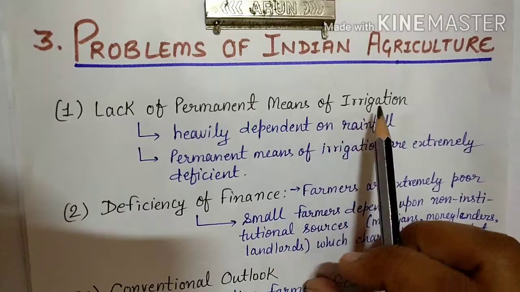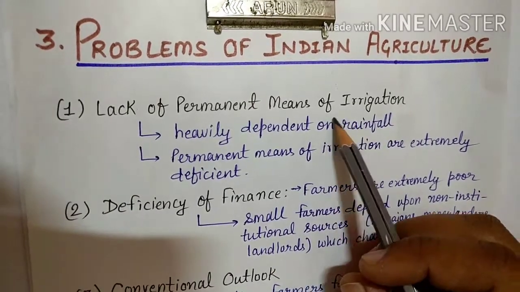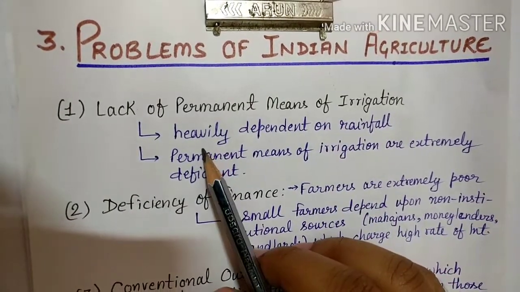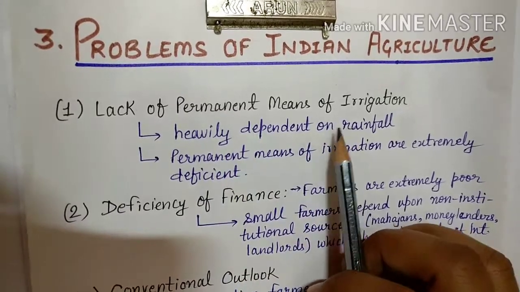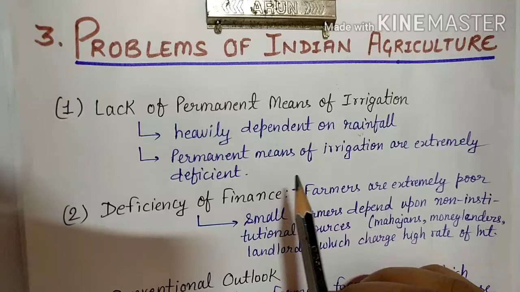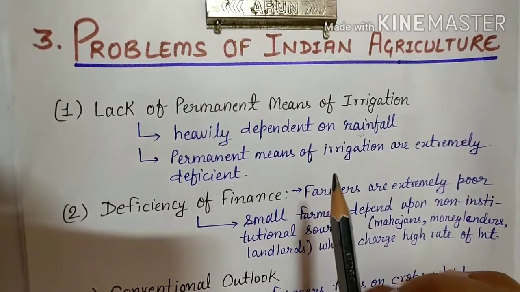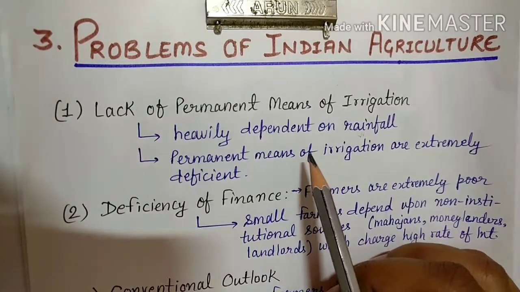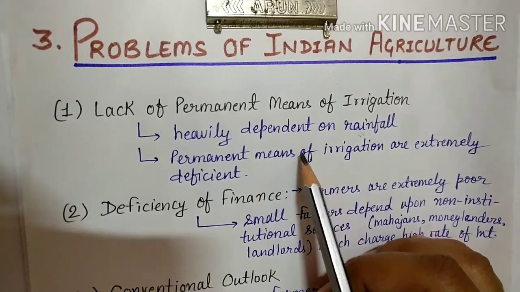Lack of permanent means of irrigation. It means lack of rainfall. Same thing only. As the farmers are heavily dependent on rainfall, and rainfall is what? Uncertain. So there is a lack of permanent means of irrigation, which you can say is a basic reason for the low growth, or low productivity.